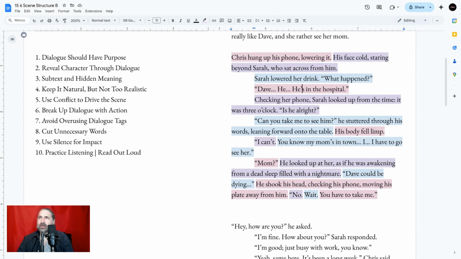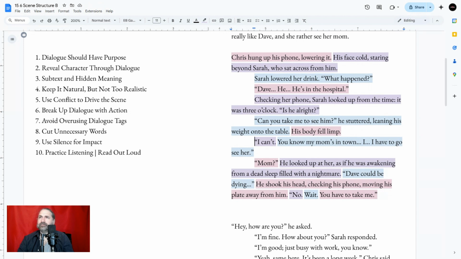And she lowered her drink. "What happened, Dave?" "He's in the hospital." Sarah, checking her phone, looked up from the time. Okay, that's important because that's movement. We're establishing the 3 o'clock time. "Is he all right? Can you?" He stuttered, leaning forward onto the table. The body felt limp.